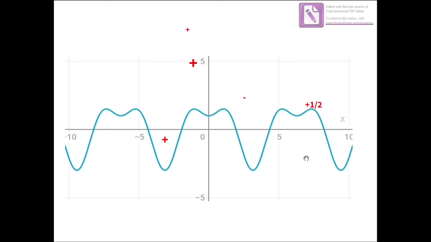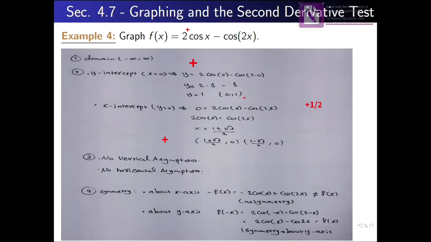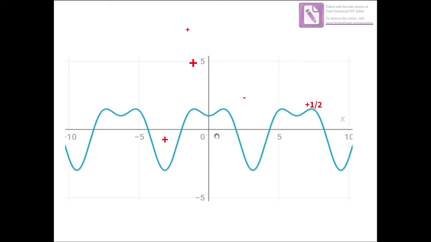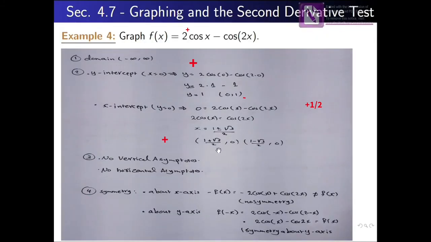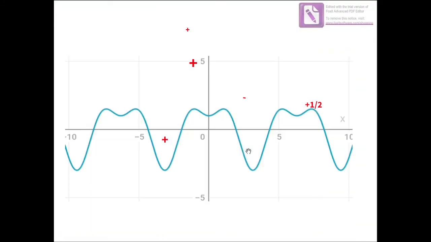Since this function is periodic, we see that this function has no vertical asymptote, no horizontal asymptote. We write what is the x and y intercept. So here we have the x intercept. We take just 2 values. For the y-intercept, it is at the point 0, 1. So here we have the point 0, 1. This point represents 1 plus root 3 over 2 and 1 minus root 3 over 2, which is this one and this one. And then since our function is periodic, it will repeat itself more than one time.